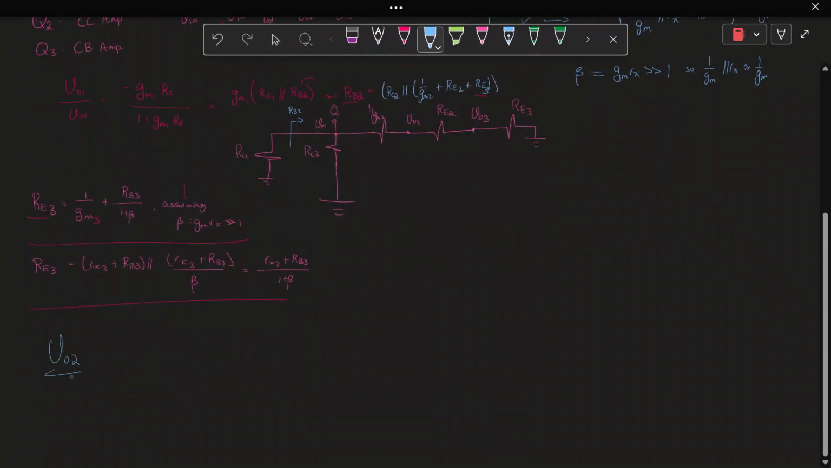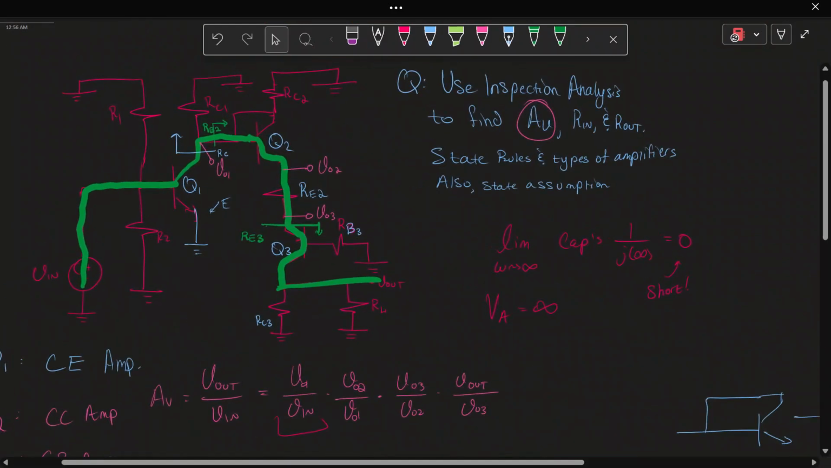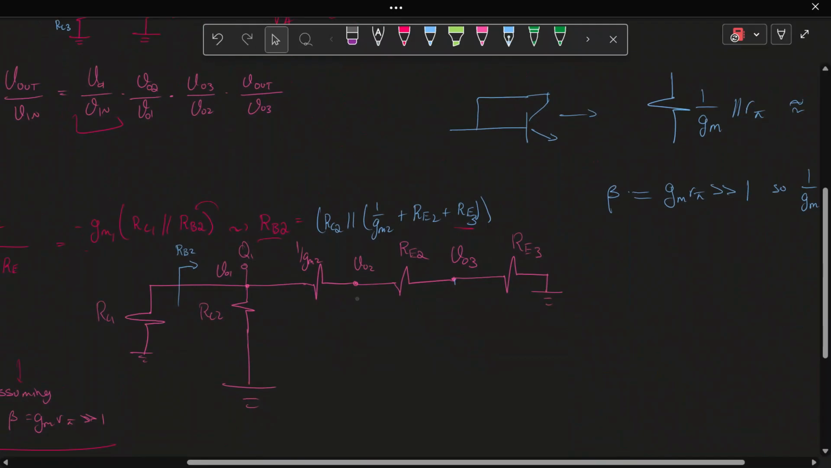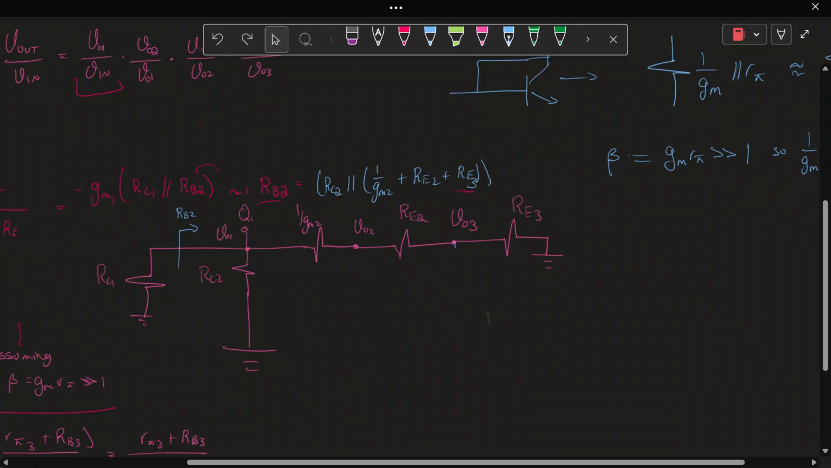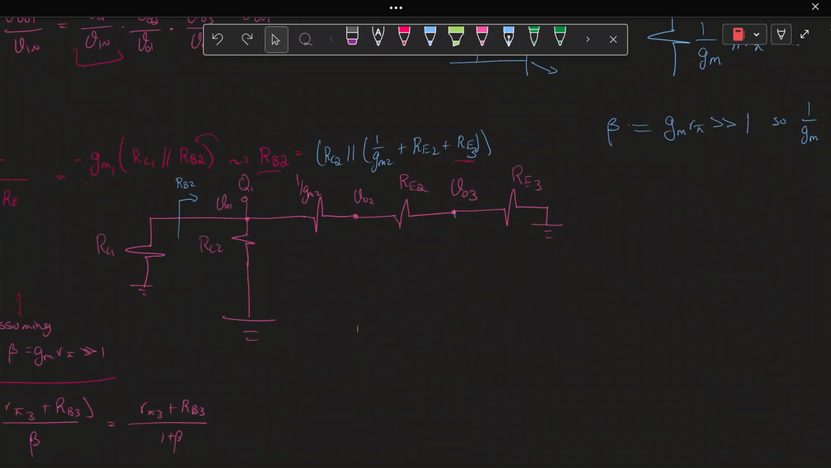Next thing is VO2 over VO1. But now that we've found our resistances, it makes it a little easier to solve. VO2 over VO1, well, looking back here, we have what? A voltage divider. So what is VO2 over VO1? It's going to be the voltage across these two resistors.